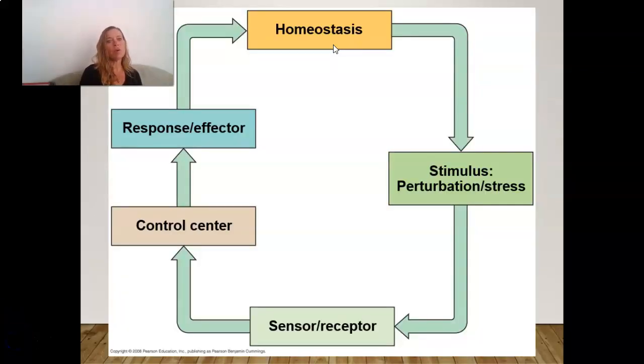And the cycle almost always goes something like this. You're in homeostasis. There's a stimulation, which is going to cause you to recognize a change in your environment or stress. Your sensor or receptor is going to then relay that signal to your control center, and then you're going to have some sort of body response so that you can maintain homeostasis. So your body is always doing these feedback mechanisms to help you stay in the stable state of internal conditions.